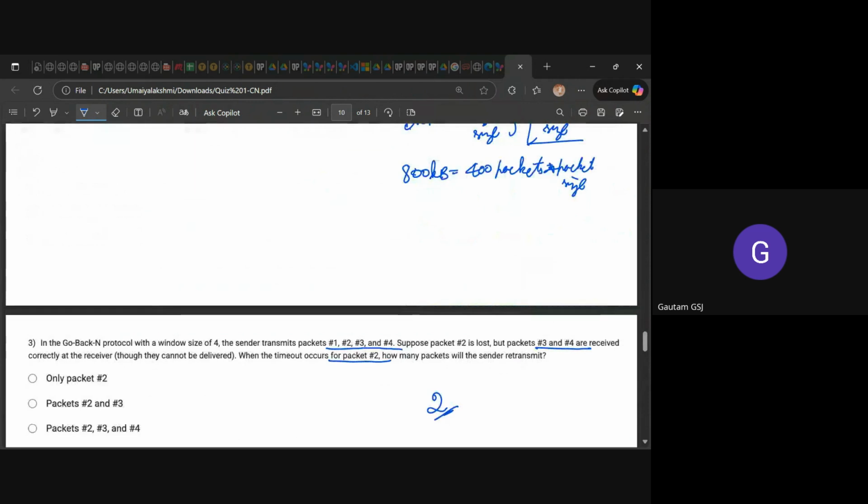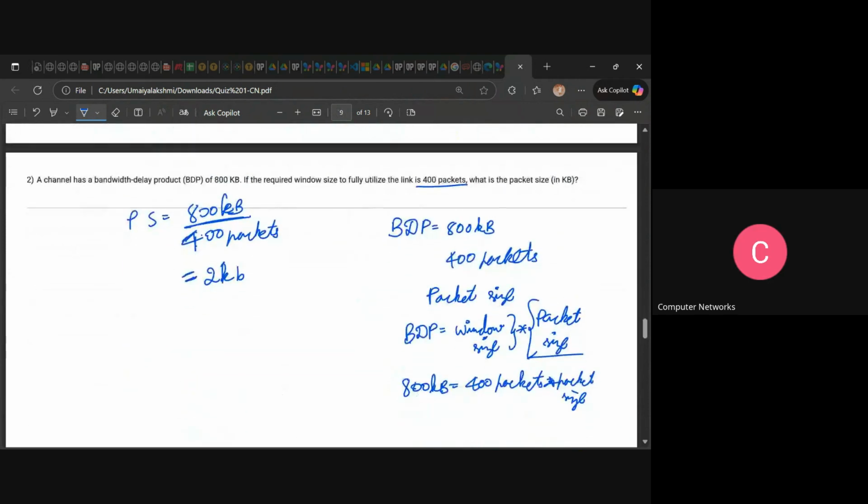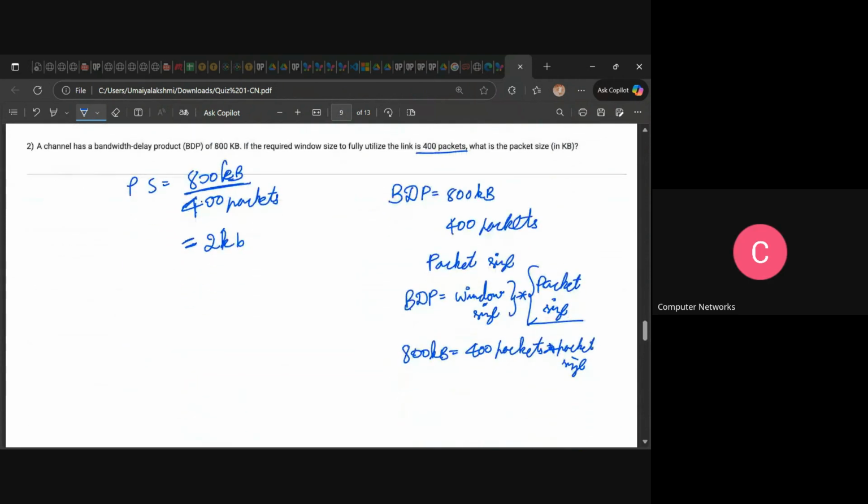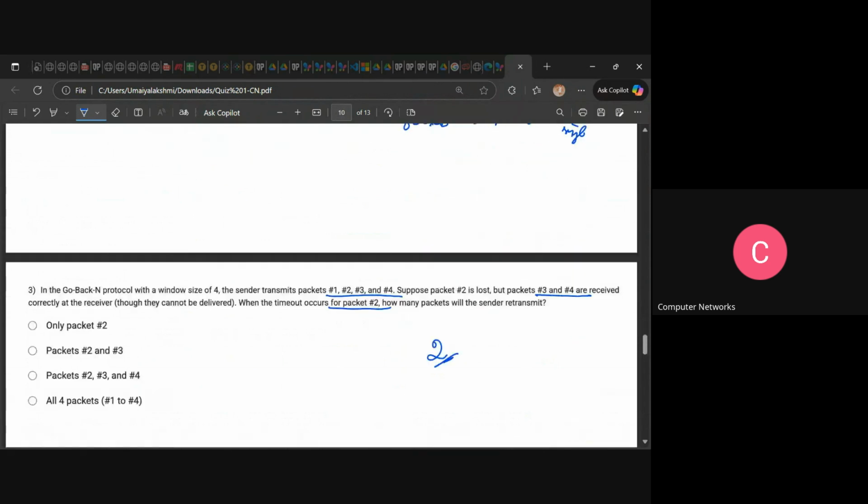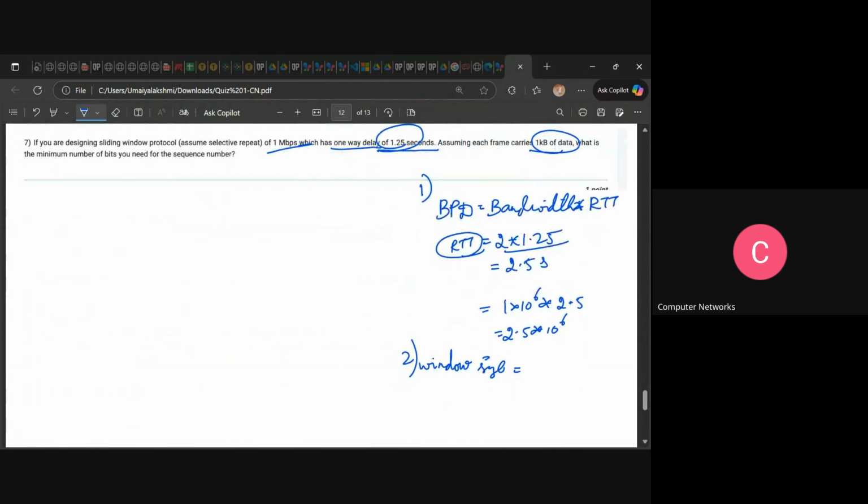So the window size into packet size, or that frame size, is the BDP. We are using the same thing here, but here we have the BDP and the frame size, so that has to be divided. So what is the BDP, which is 2.5 into 10 to the power of 6, and what is the frame size, people? 1 kilobyte.